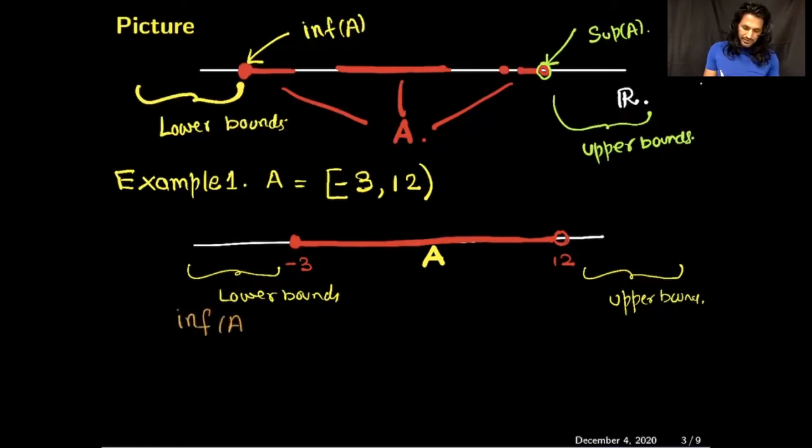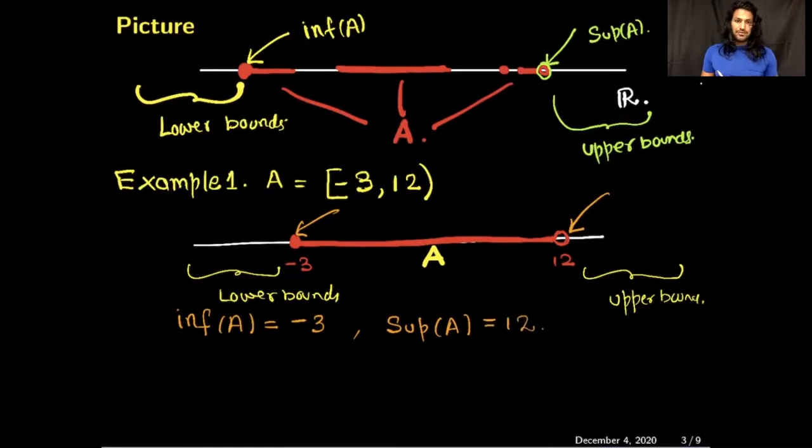The infimum of the set in this case will be this number, which is the greatest lower bound, and this is -3. And similarly, I can also define the sup of my set A, which is this number. This is the smallest upper bound, which is 12. And here also one thing to notice: because this -3 is also a member of the set, this -3 is also the minimum of the set. The minimum of the set is also -3. So in this case, the infimum and the minimum are both the same.